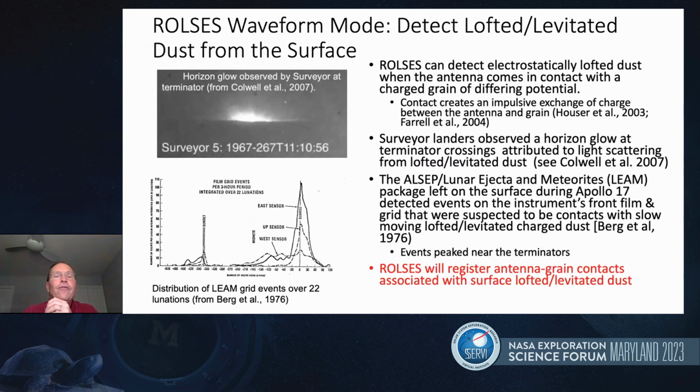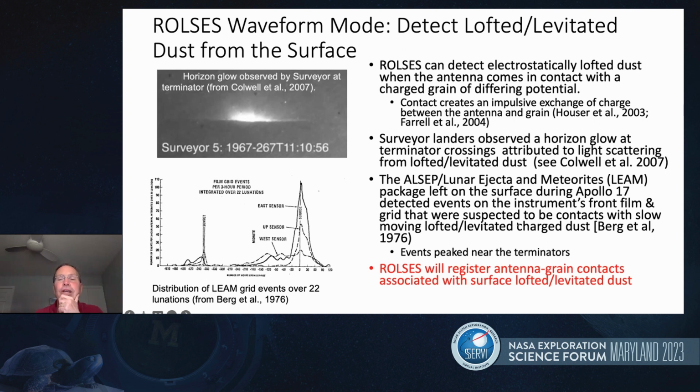The other thing is that ROLSES will be able to capture waveform data, voltage as a function of time, and we think during those periods we should be able to detect electrostatically lofted dust. At high solar zenith angles, high latitudes, up in the poles, we expect that there could be lofted dust. For example, the horizon glow observed by Surveyor at terminator crossings is thought to result from forward light scattering from levitated lofted dust. And the Lunar Ejecta and Meteorites experiment detected possible slow-moving dust impacts on its front film and grid system that peaked at the terminator.